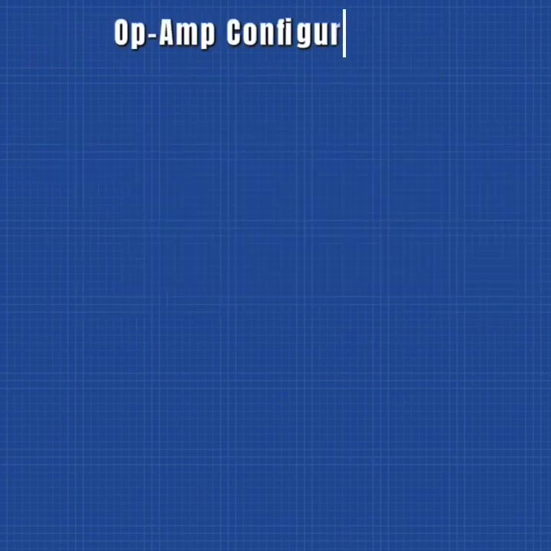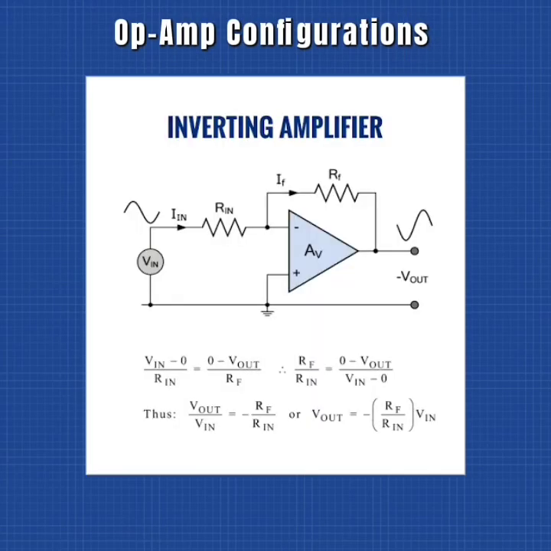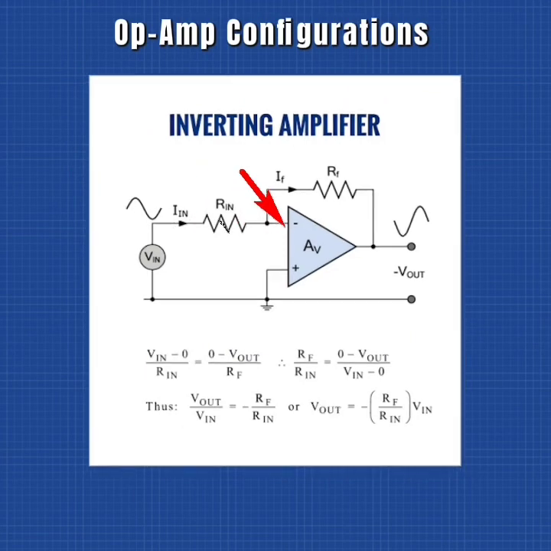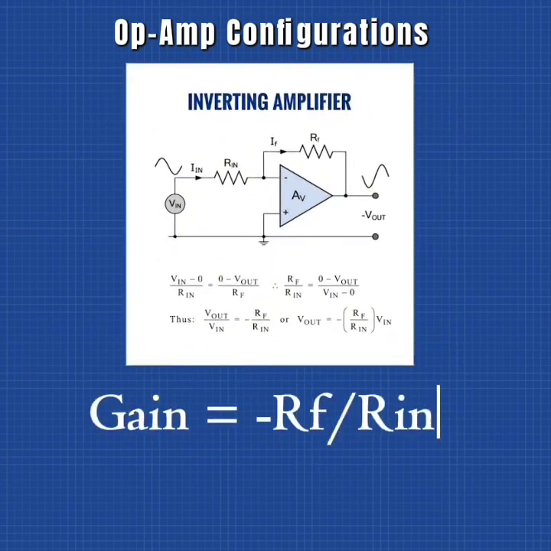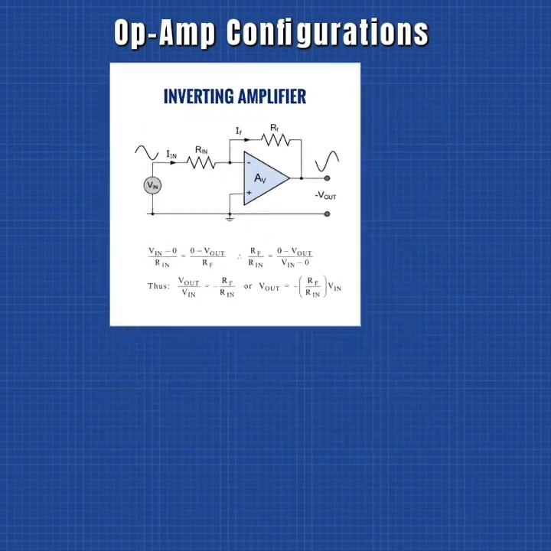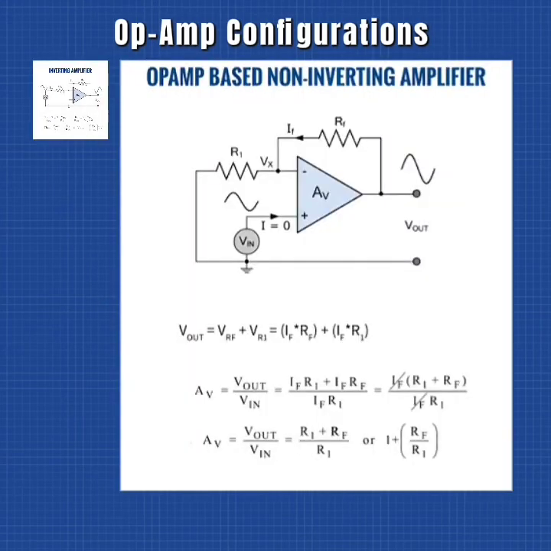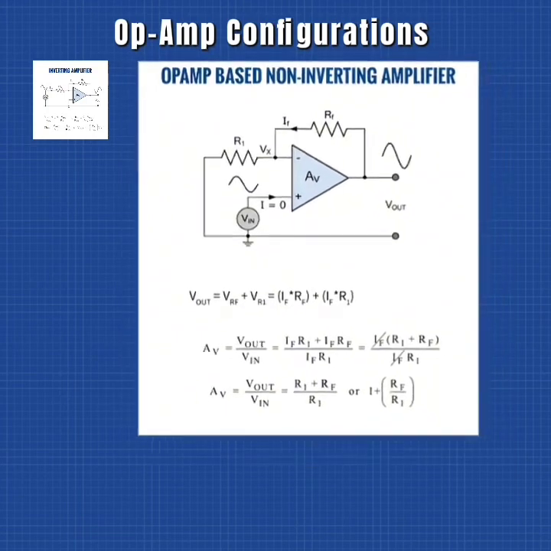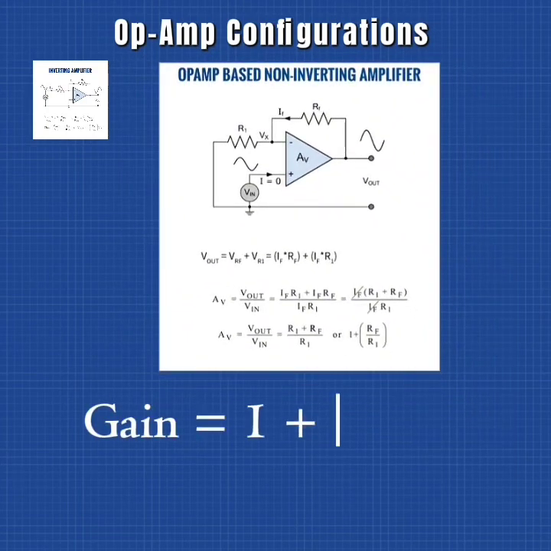The most common op-amp configurations are the inverting amplifier. Here, the input is applied to the inverting negative terminal, and the gain becomes equal to negative Rf divided by Rin. The second configuration is the non-inverting amplifier. Here, the input is applied to the non-inverting positive terminal. Output is in phase with the input. Here the gain is equal to 1 plus Rf divided by Rin.